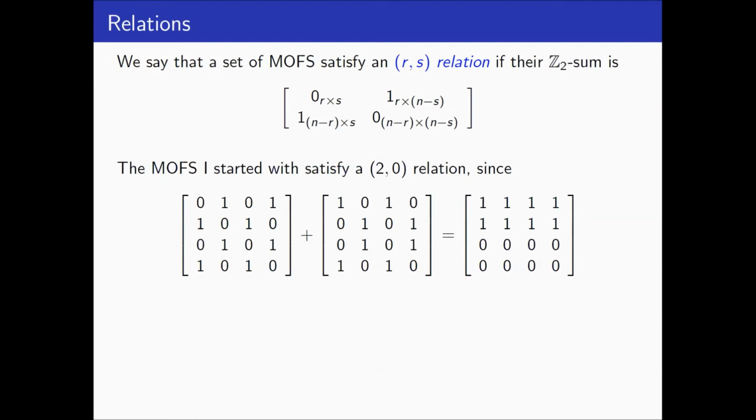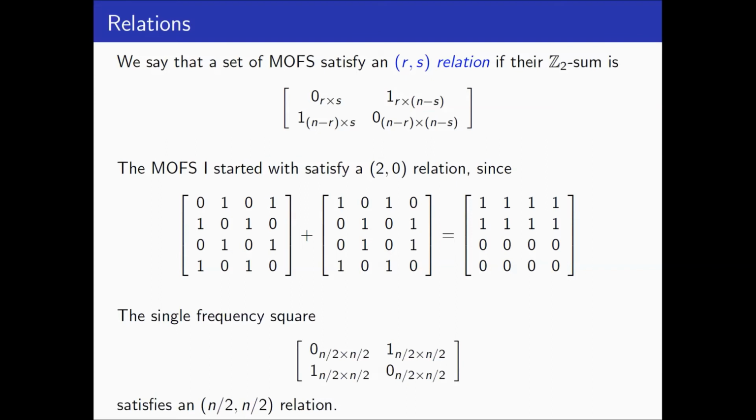And the two MOFs that I gave you at the start actually satisfy a 2-0 relation. So I'm allowing R or S to be degenerate here. Here those left-hand blocks are degenerate, and I just get this rank 1 sum. Another example, which will become relevant on the next slide, is I could just start with a matrix with that 0, 1 pattern. If I start with this matrix, it will satisfy an n over 2 by n over 2 relation.